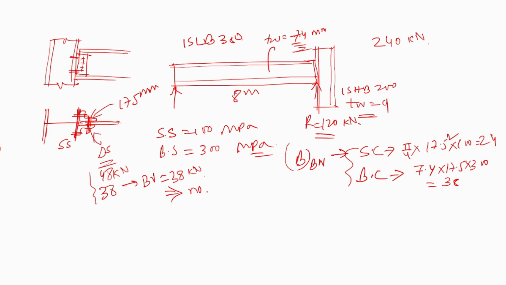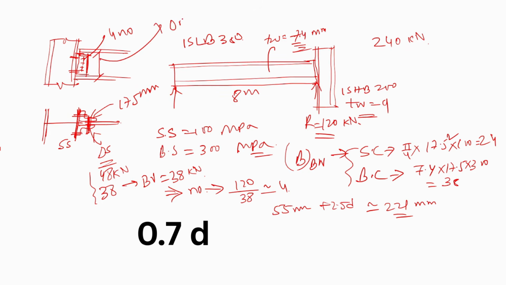So what is the total number of bolts required here, how many rows? Very simple, 120 divided by 38, so approximately 4. So here you have to provide 4 bolts. Now let's say the pitch is 55 mm and the edge distance is 2.5d, so you have to provide about 221 mm. Here remember, the total length or depth of the angle will always be less than the beam depth, so it is advisable to have 0.7 into 350. Only 70% depth should be taken for the angle.